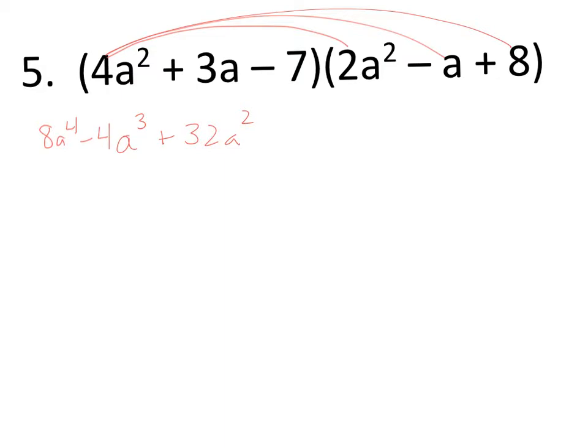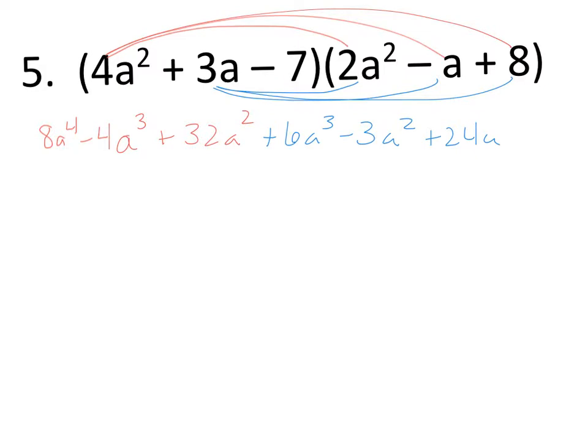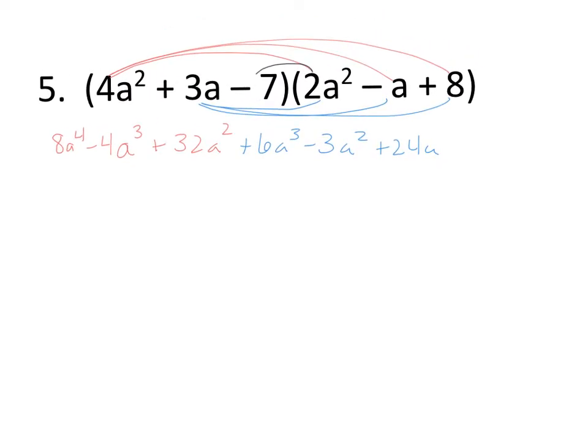And then I'm going to take it to the 8 and get plus 32a squared. All right, so now I'm going to go ahead and do the 3. So 3a. So I'm going to get 6a to the 3rd. Take 3a to the a and get minus 3a squared. And then plus 24a. Okay, and now the last guy. Now I'm going to distribute that -7. So -7 to the 2 would be -14a squared. A negative times a negative, so I'm going to take -7 to the -a now and get plus 7a. And then I'm going to take -7 to the 8 and get -56.